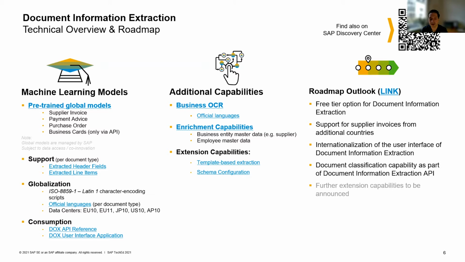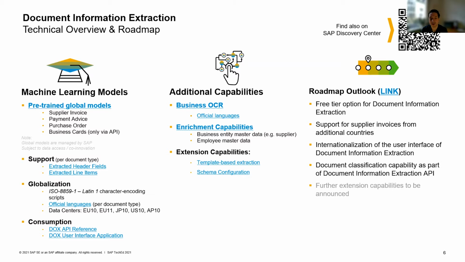We also maintain a roadmap. So this link here will guide you to our official roadmap at SAP. Here are some highlights for document information extraction specifically. We are currently working to provide a free tier option for document information extraction. And we will, of course, extend the country support for supplier invoices. We are also working on internationalizing the user interface so that it can be provided in different languages.